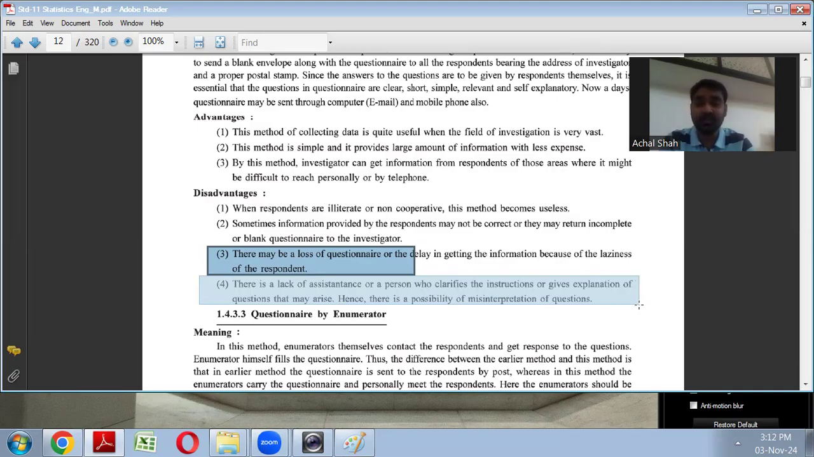The respondent is not able to get clarity about what kind of answer he should be giving. Sometimes he might misinterpret the question which is written, as there is no face-to-face interaction. So in that case, he will interpret the question in his own way. And in that case, sometimes a misleading answer could be given by the respondent, knowingly or unknowingly. Okay. So that is also one of the disadvantages of this method.